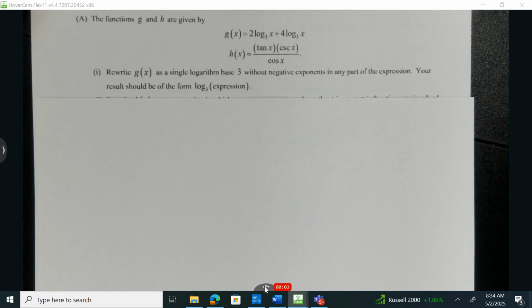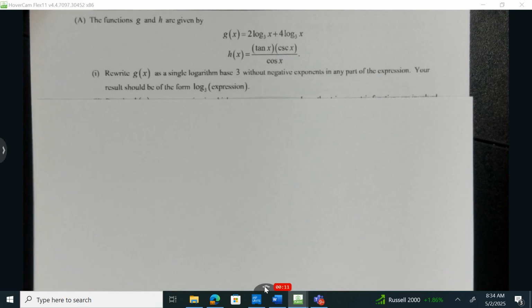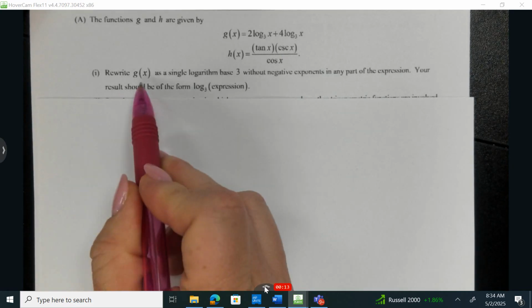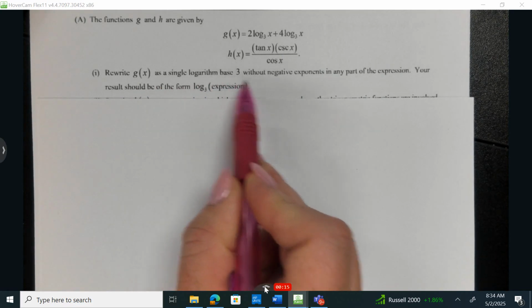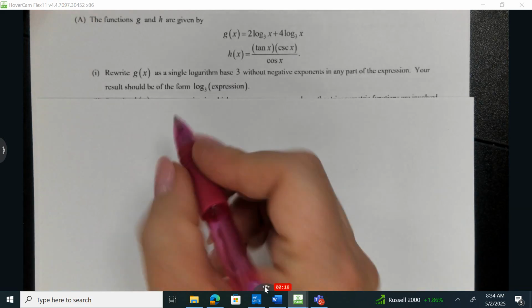All right, this is the first question packet provided to you that focuses on FRQ 4 questions from the AP Pre-Calculus exam. So we are supposed to rewrite the function g of x as a single logarithm base 3 without any negative exponents. Let's get started.